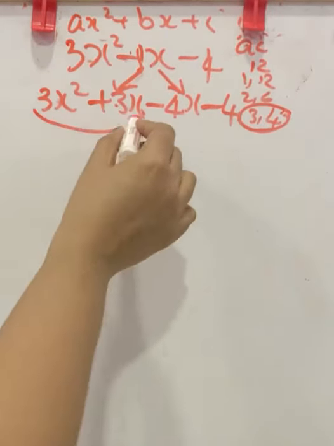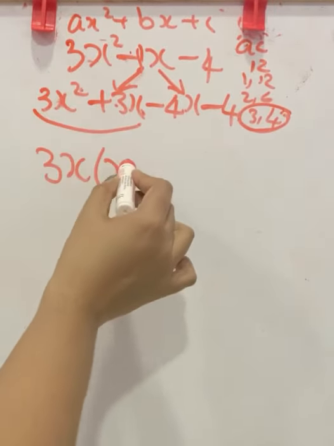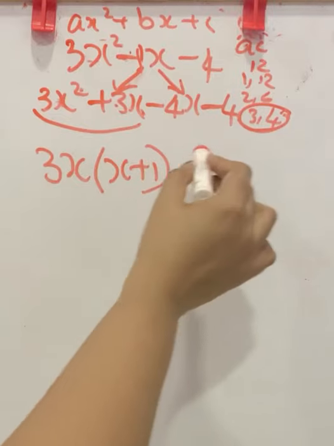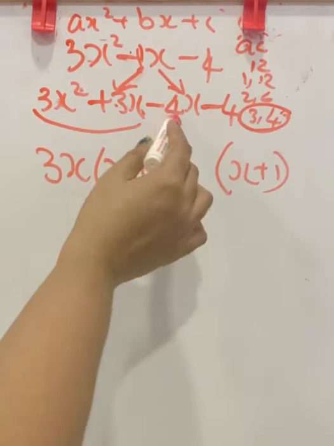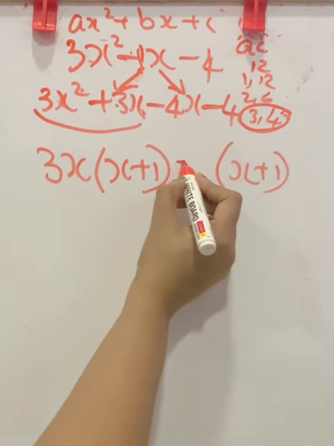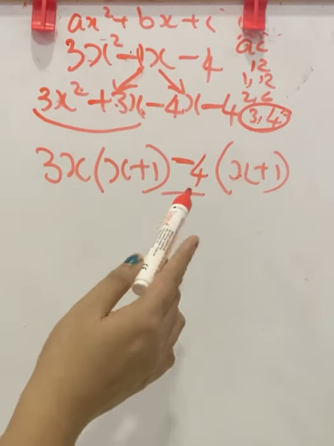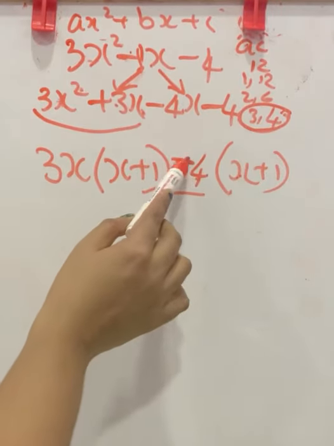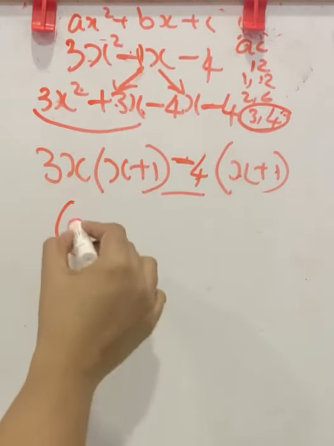Now from the first two terms we have 3x as common. Balance will be x here and plus 1. Now write x plus 1 first. Then check: dash into x is minus 4x. To get minus 4x you have to multiply minus 4 with x. Then only you will get minus 4x. We can check whether this is correct or not. Minus 4 into 1 is minus 4. Yes.